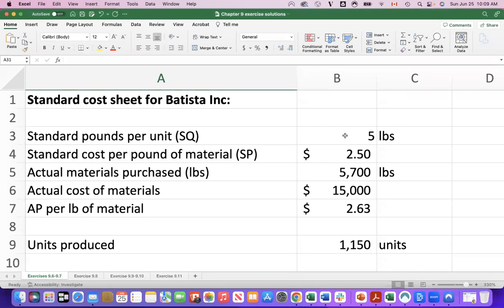So the standard amount of material that is expected to be used per unit was 5 pounds. They expected to pay, so the standard price is $2.50, and I'll just denote it here, it's per pound. They actually used 5,700 pounds, in total, and that cost them $15,000. So the actual price per pound, based off the formulas that we have, if you convert that to a per pound amount, was $2.63. And again, that's per pound. And that went into producing 1,150 units.